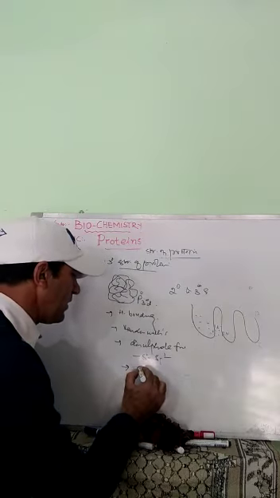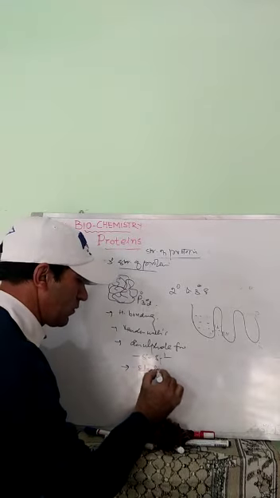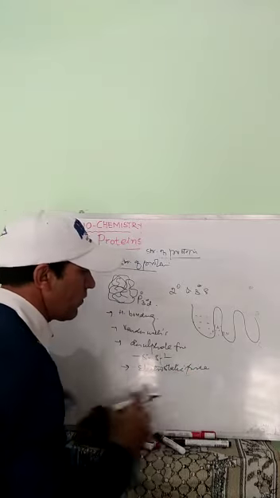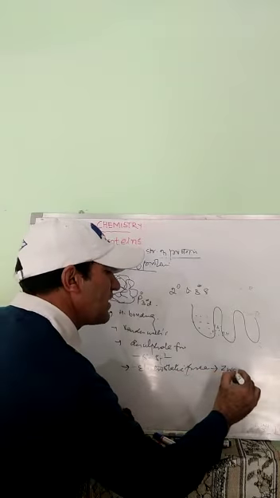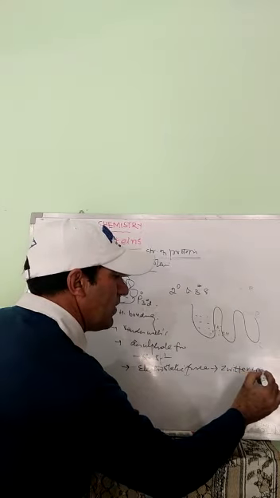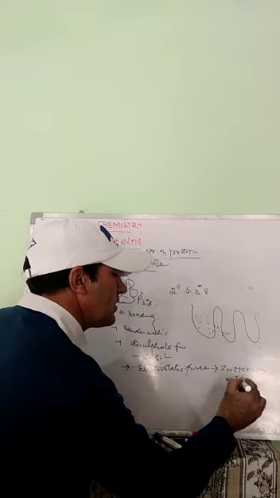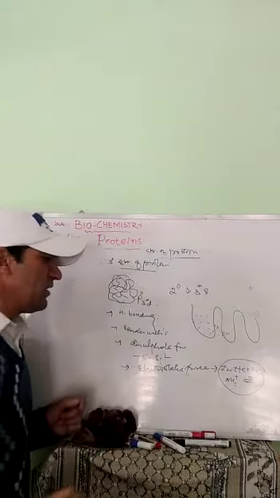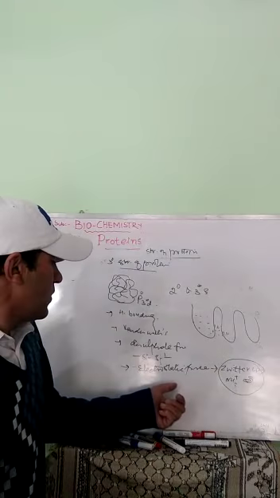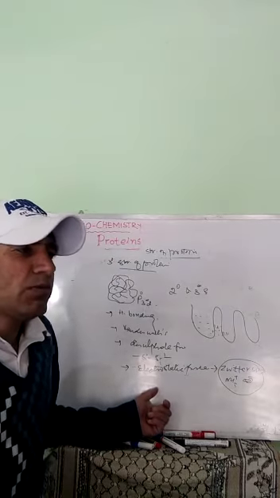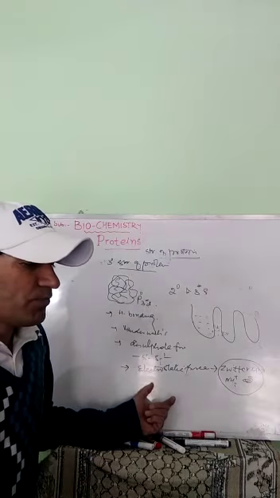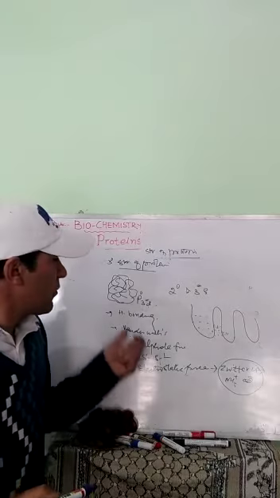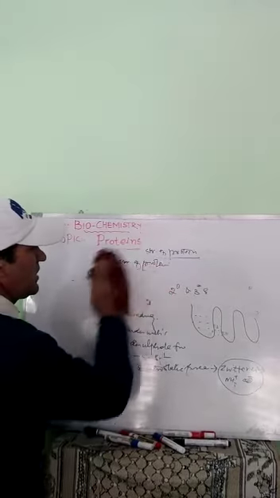Another important force is the electrostatic force. This electrostatic force is mostly seen in zwitter ions. For example, NH3 CH CO minus. So this is a charged species, and these are known as electrostatic forces. These forces are responsible for the secondary and tertiary coiling of proteins. So this is about the tertiary structure of protein.